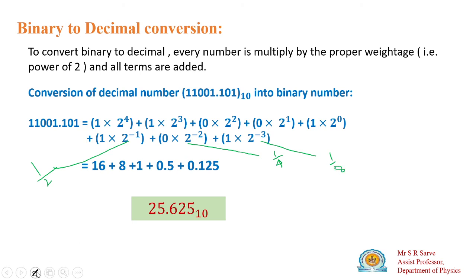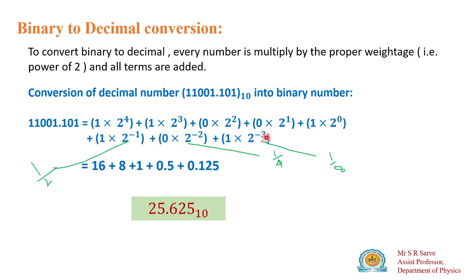So here, using the pointer, 2 raised to the power minus 1 means 1 by 2, which is 0.5. So 1 into 0.5 gives 0.5. Here 2 raised to the power minus 2 means 1 by 2 squared, which is 1 by 4. But it is multiplied with a 0, so that total quantity will be 0.